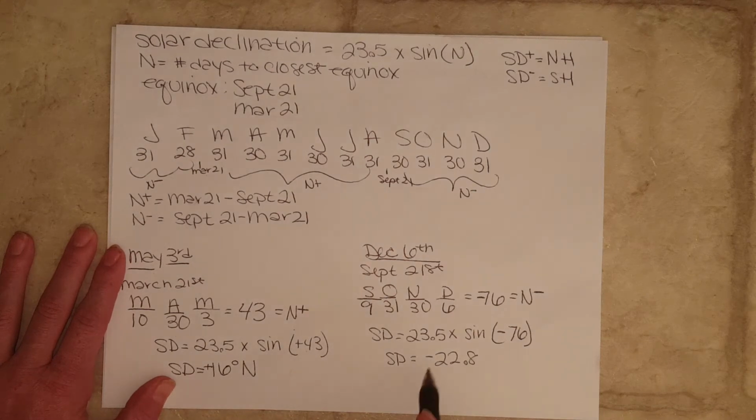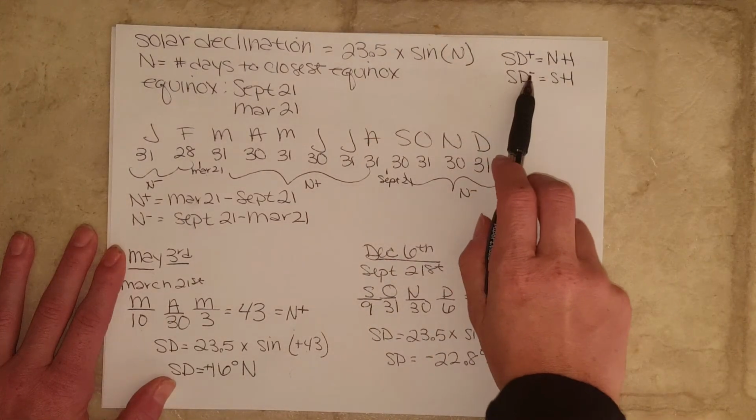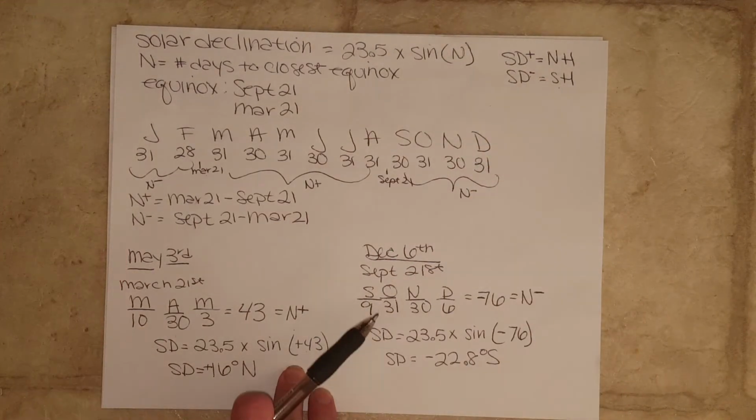So again, that either means you need to show negative 22.8, or as we said before, up here, a solar declination where the answer is negative, we're in the southern hemisphere. So in this case, on December 6th, if we want to go and stare at the sun at noon, we need to go down to the southern hemisphere at roughly negative 22.8 degrees, and we would be able to do that.